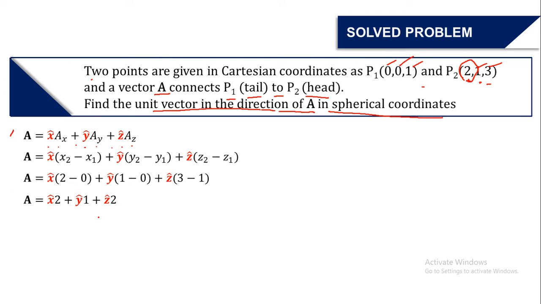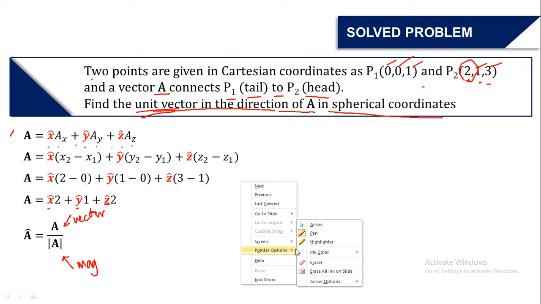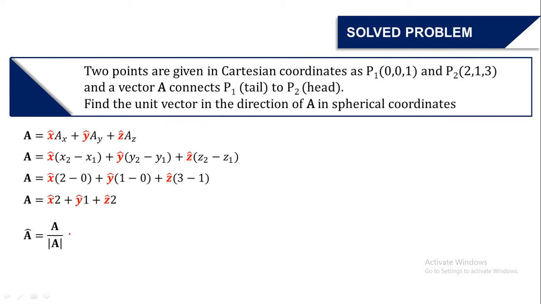Pero hindi siya natatapos ang lahat, no? Ang sabi dito is, we are to find the unit vector in the direction of A in spherical coordinates. Since tayo ay nasa Cartesian plane pa, wala pa. Kailangan muna nating hanapin yung unit vector ng A na yan sa direction ng A. So, paano yan? Kinukuha formula ng unit vector. It is equal to the vector divided by its magnitude. Right? So, paano yan? It is equal to x hat 2 plus y hat 1 plus z hat 2.